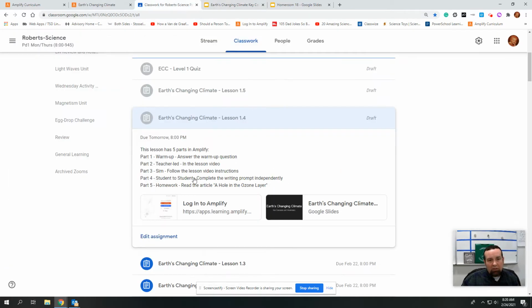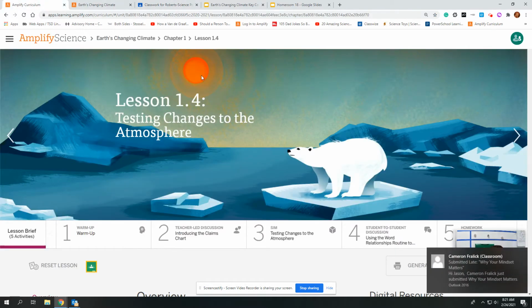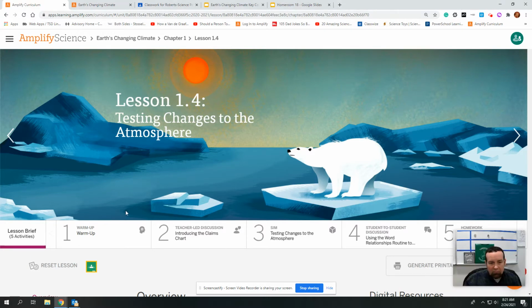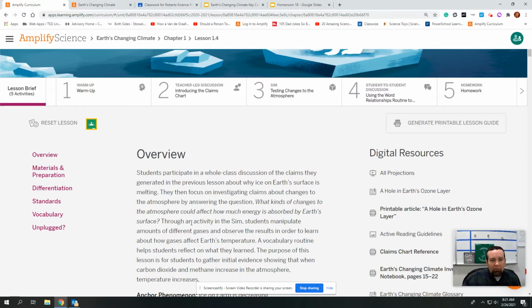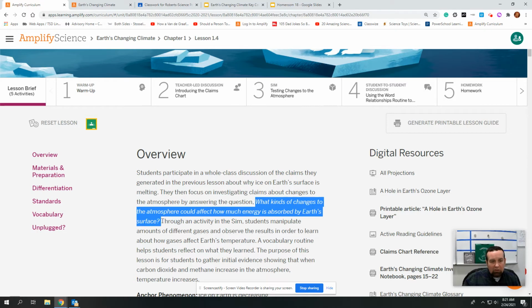So, this lesson, friends, has 5 parts to it. Warm up. Part 2 we're basically going to skip. Part 3 is a sim, and then we have a writing prompt, and then an article to read. So let's break all that down for you. One of the key things we're going to be looking at here is what kinds of changes to the atmosphere could affect how much energy is absorbed on the Earth's surface.